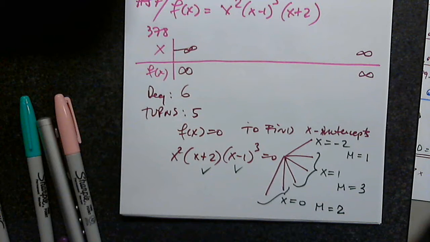What does this mean in terms of the graph? What does multiplicity 1 mean in terms of the graph? What would the function do at that point of intersection? It will cross. What will the function do at point 1, 0? It will cross, but not the same way. It will take its time. Okay, what will the function do at 0, 0?